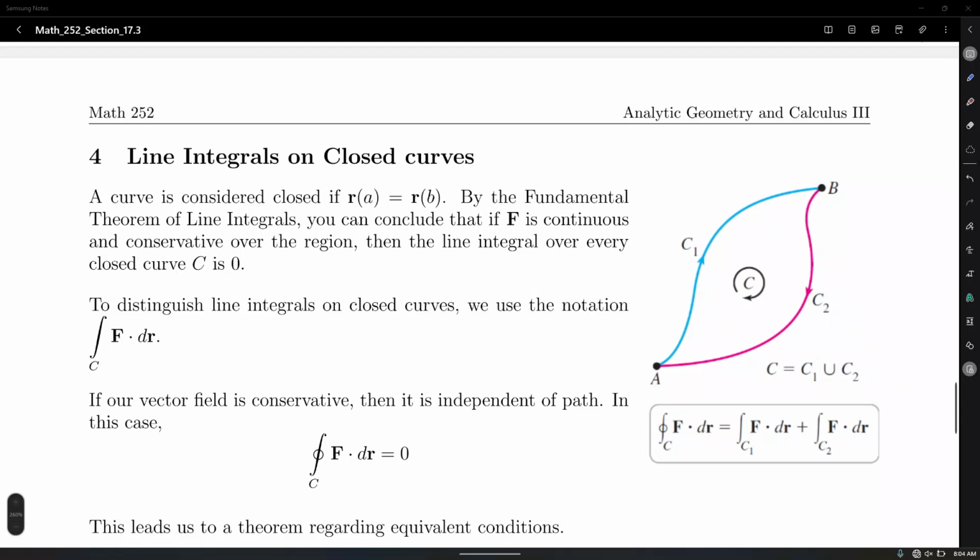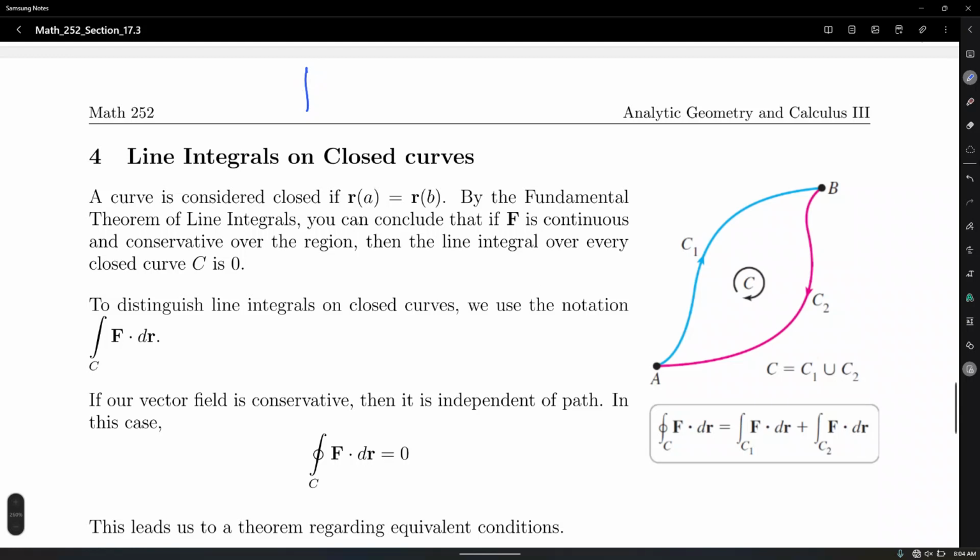For line integrals on closed curves, what is a closed curve? A curve is considered closed if r of a equals r of b. All right. Let me give you a pretty straightforward example.